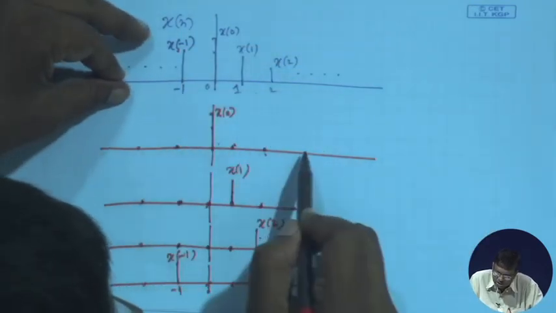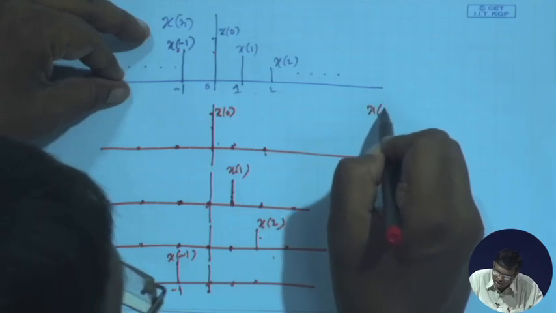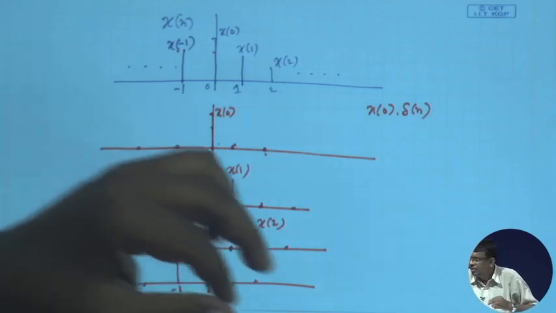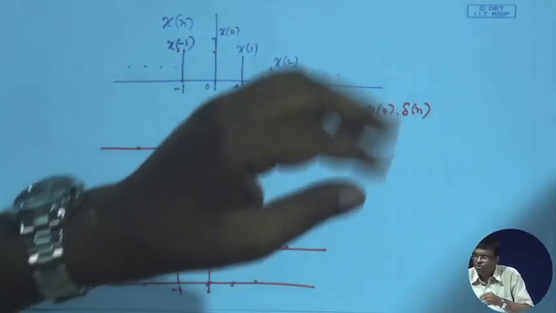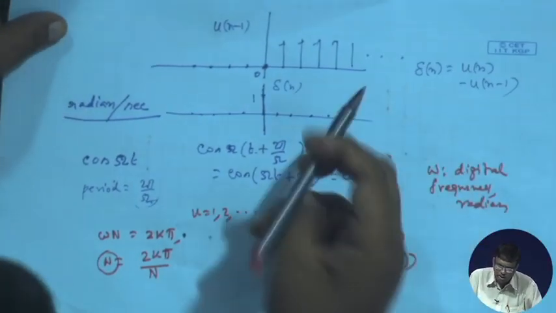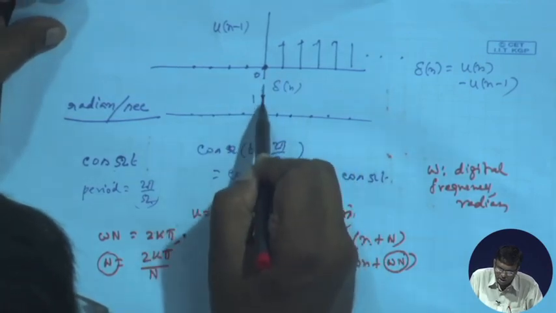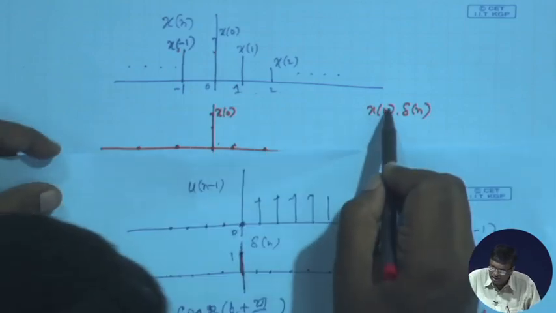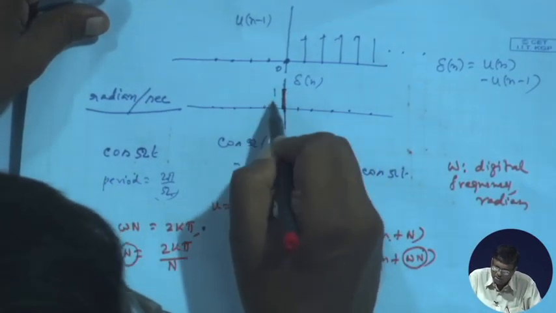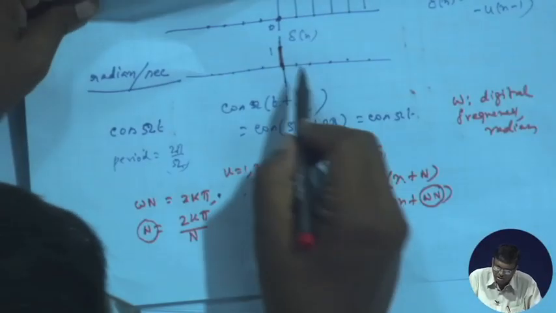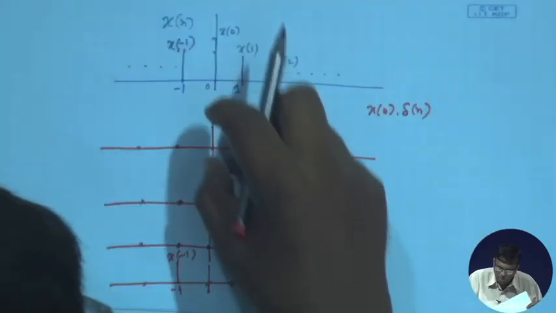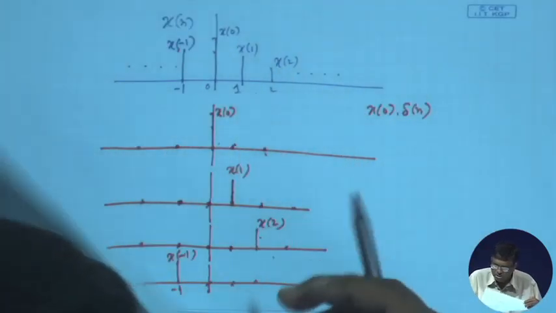But what is this? This is nothing but x 0 times delta n. Why? Because you remember what was delta n? This is delta n, 1 here at 0th point, 0 everywhere. So, what is some constant x 0 times delta n? This 1 will be multiplied by x 0. So, height will be x 0, zeros will be multiplied by x 0, but that value will be 0. So, it will be x 0 and all zeros.